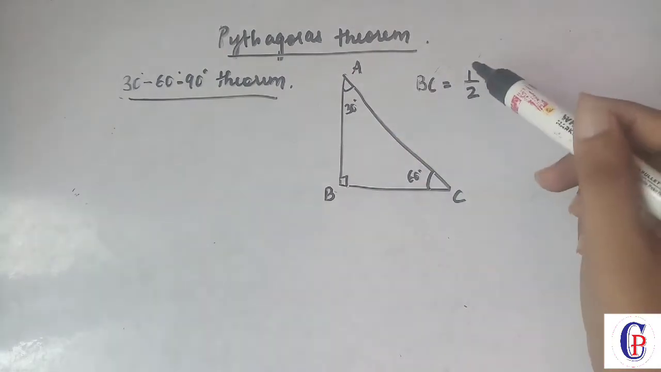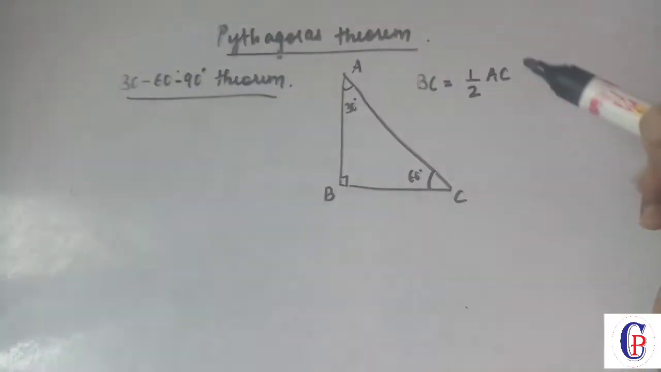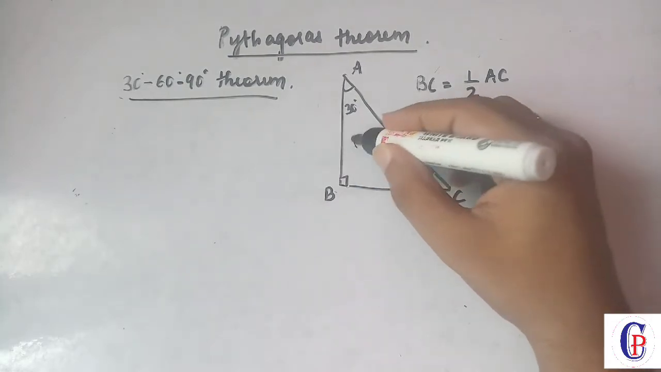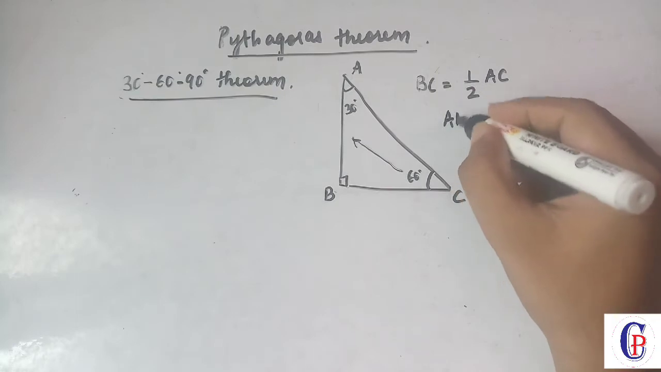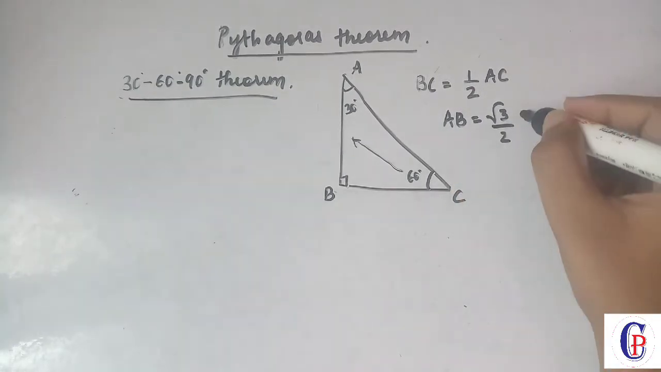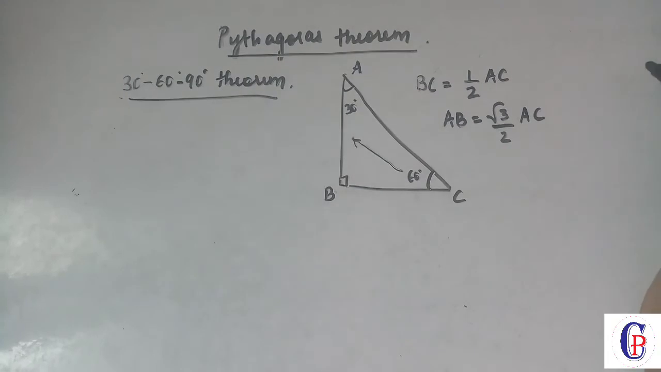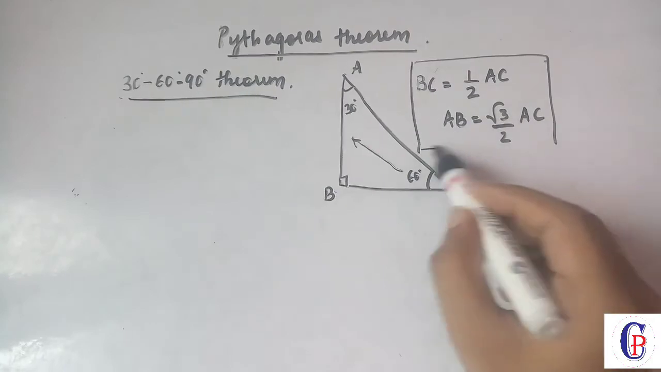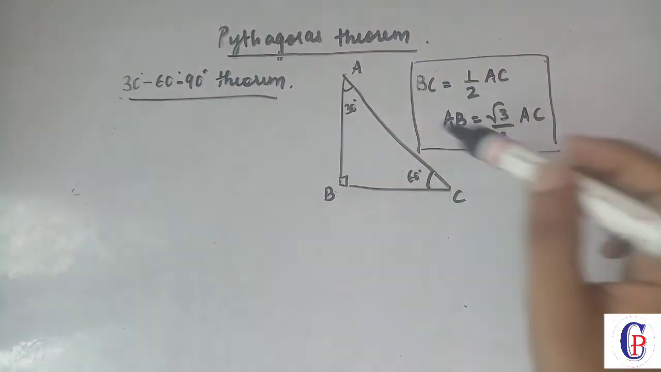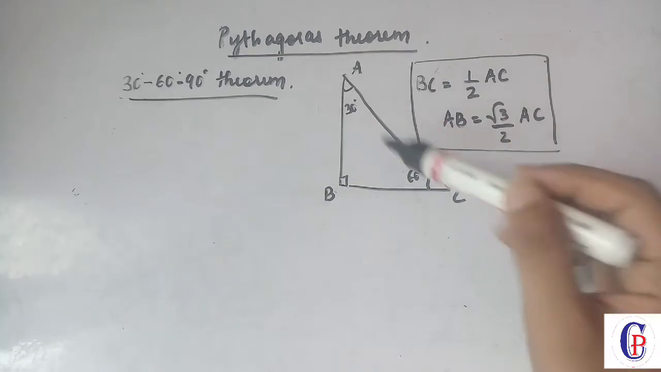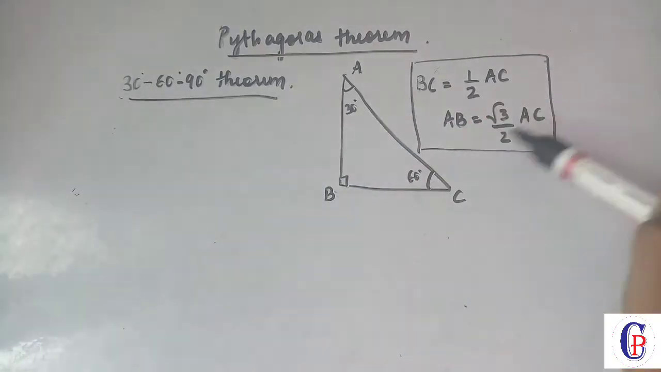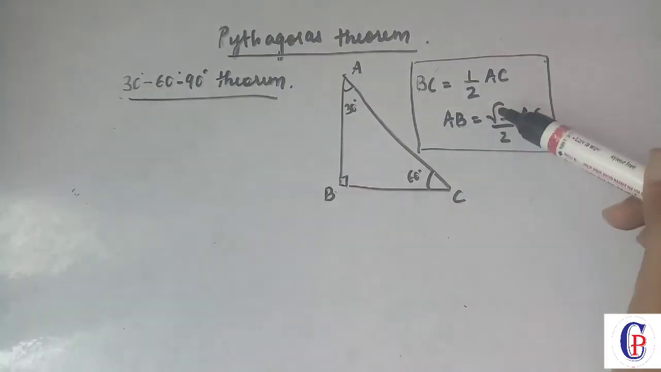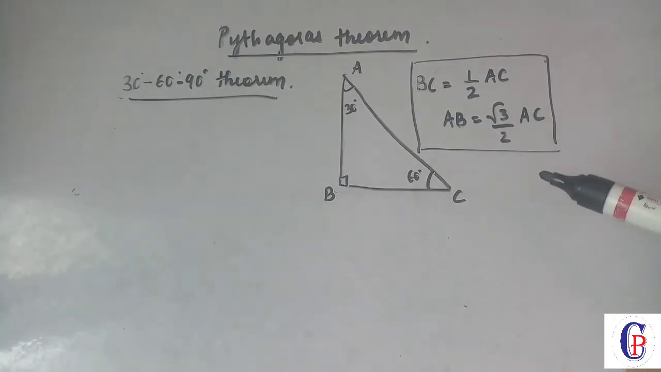So what does the 30, 60, 90 degree theorem say? That the side opposite to 30 degree is half the hypotenuse, and the side opposite to 60 degree, 60 degree के सामने वाला side, that is AB, is root 3 upon 2 times the hypotenuse. So bas, you have to remember these two things. Whenever you see a 30, 60, 90 degree triangle, you should remember that the side opposite to 30 degrees is half the hypotenuse and the side opposite to 60 degrees is root 3 upon 2 times the hypotenuse.